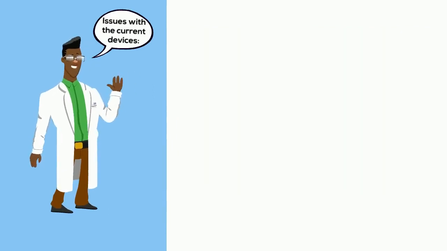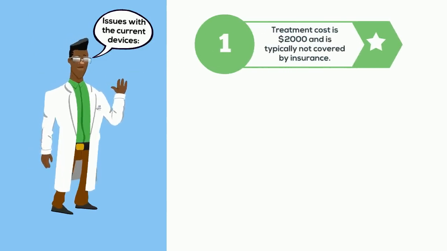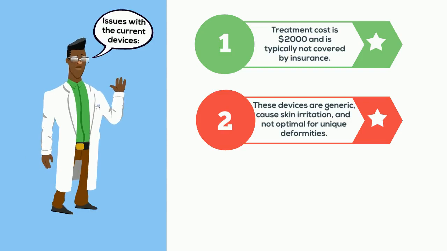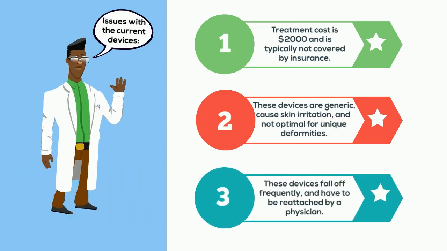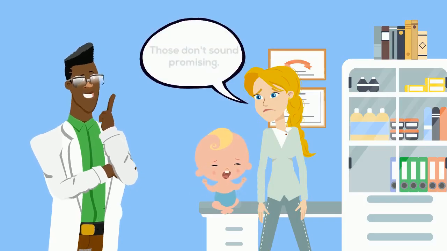There are several issues with current devices. The first one being is that treatment can cost up to $2,000 and is typically not covered by insurance. Second, these devices are generic and can cause skin irritation and are not optimal for unique deformities. Third, these devices fall off frequently and have to be constantly reattached. Those don't sound promising. Are there any other treatment options?